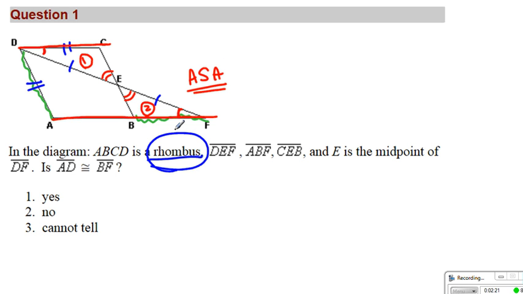So therefore, we realize that line segment BF must be congruent to CD, but CD is congruent to AD by definition of rhombus. We get to realize that BF must be congruent to AD by transitive property. So therefore, the answer is yes, it is congruent.